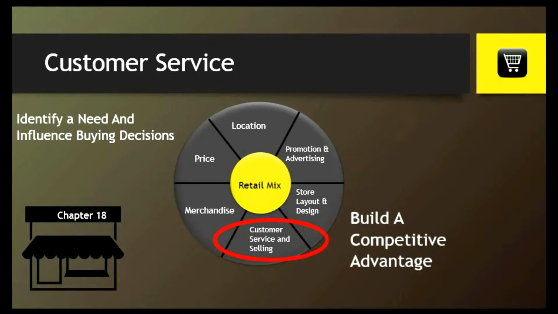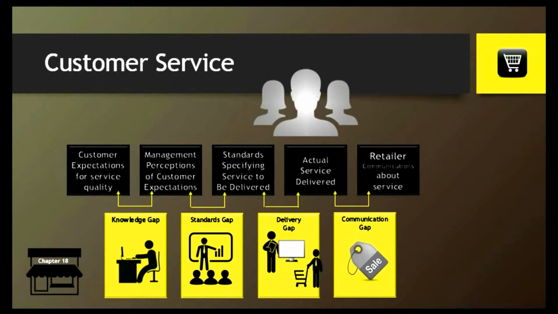So look at these key points. Why do we have good customer service? It's not just to sell them something, but as we build this relationship with a customer, we can identify those needs on an individual basis. And in turn, once we understand what they need, we can influence that decision for buying and build that competitive advantage.